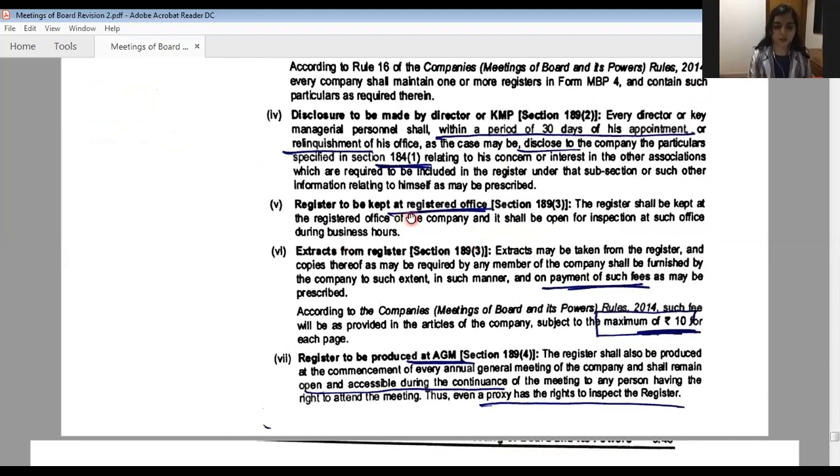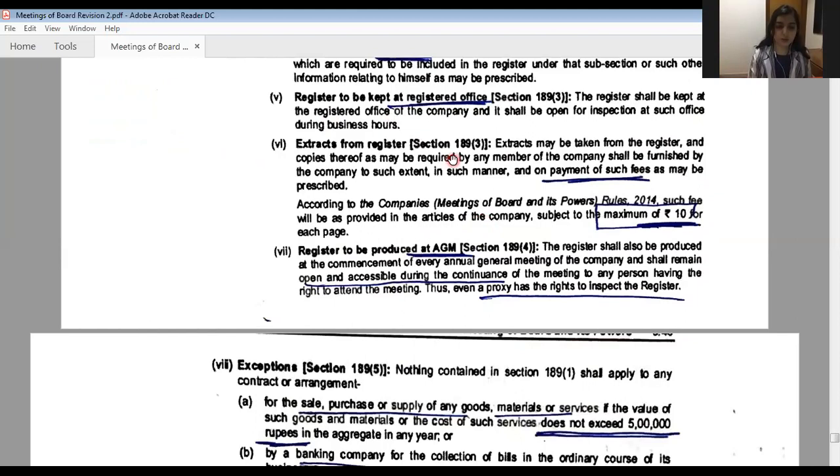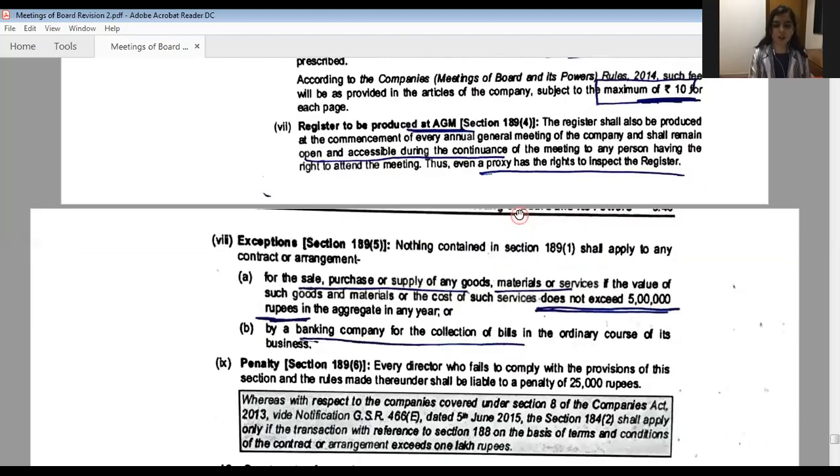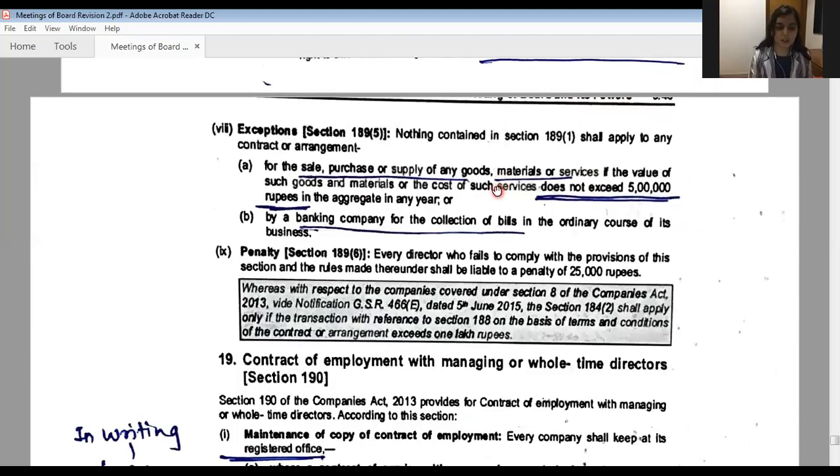Then the register is to be kept at the registered office, and to get an extract of this register, the member has to pay a fee which can be a maximum of rupees 10 per page. Then the register is to be produced at the AGM and it shall be open and accessible during the continuance of the meeting, and even proxies have the right to inspect the register.